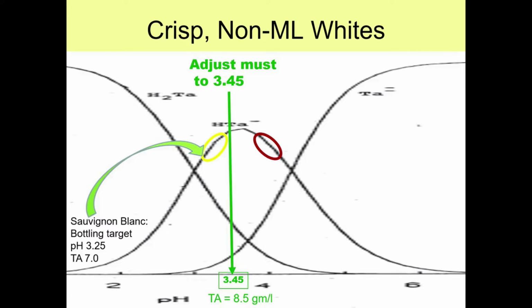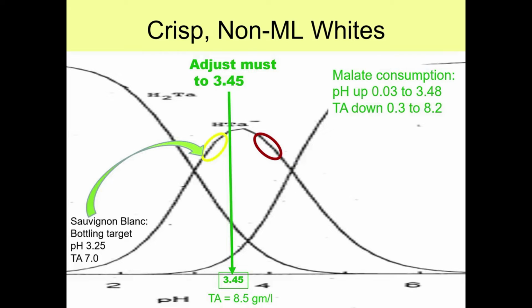All right, now how are we going to get there? Well, let's go through the steps. First thing is we have that malate consumption, and that's going to take the pH up a little bit to 3.48, while the TA drops down about 0.3, so we'll call it 8.2.